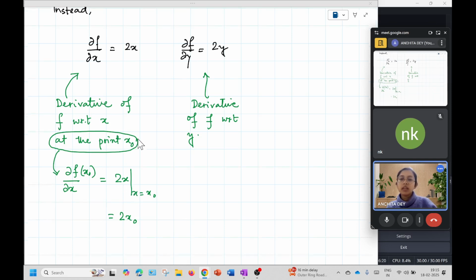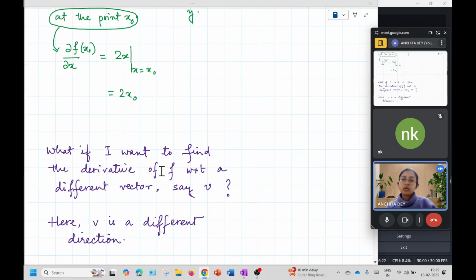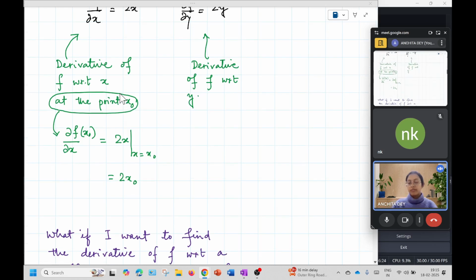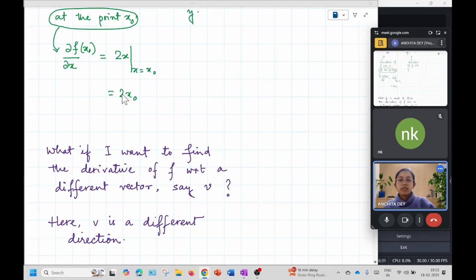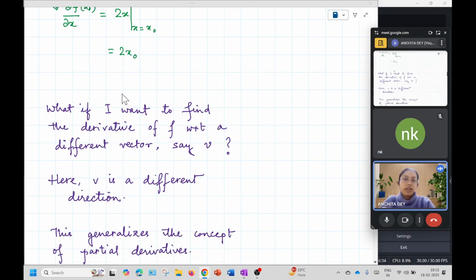Okay. So the point here is that we found partial derivatives, but we found them with respect to the independent variables that were given to us. Now, what if I want to find the derivative of a function with respect to a different vector? So there is a function in some plane and I want to see how it varies in the direction of some other vector instead of the x and y vectors that we took. So here v would then be a different direction.